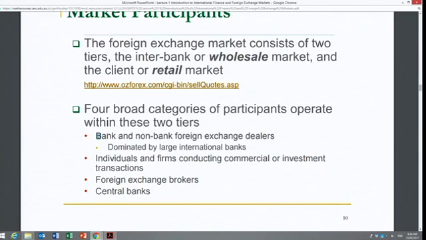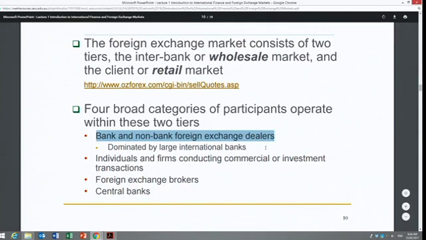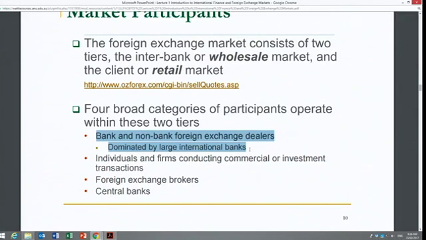So we have the bank and non-bank foreign exchange dealers. These are institutional participants, and they're dominated by large international banks. So what are some examples of large international banks? I guess Citibank, HSBC, and banks with a lot of international operations. They would qualify as large international banks.